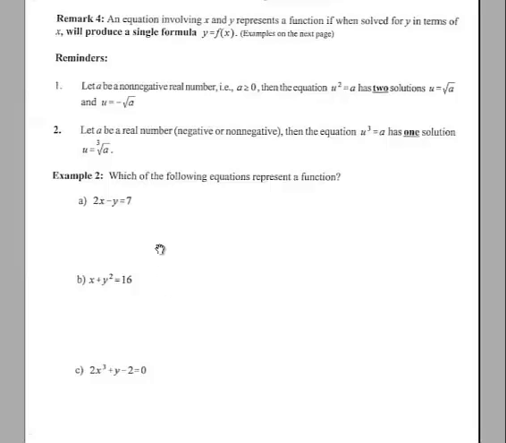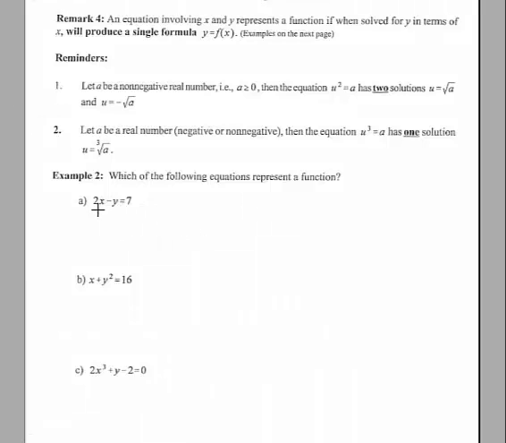Okay, that doesn't happen with the cube root. So, real simple, let's just look at these equations, and if we pick out an equation and we look at the y and it has an odd exponent, then it is a function.